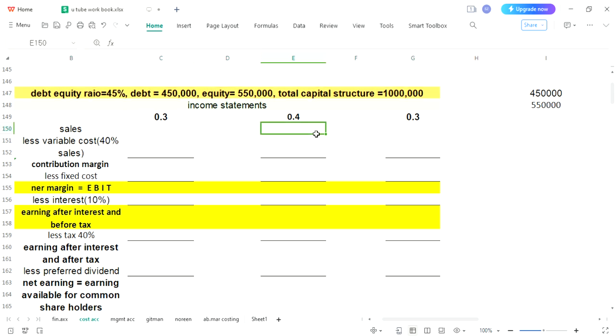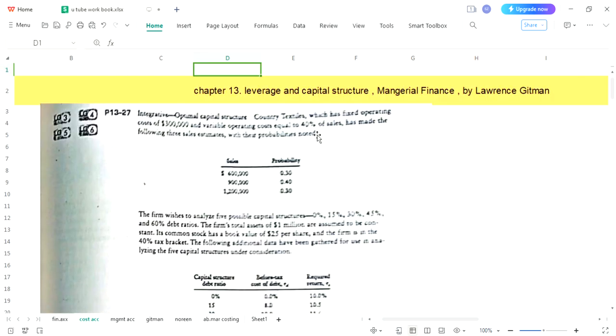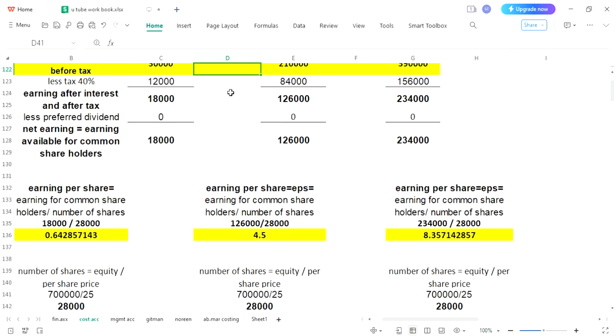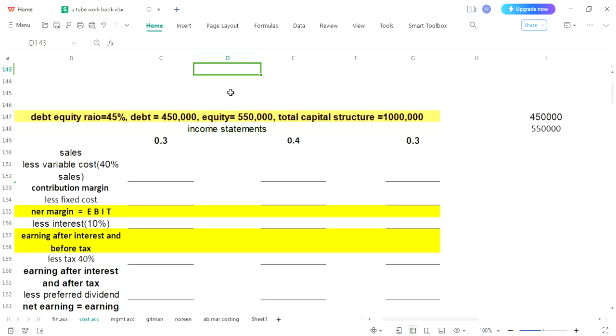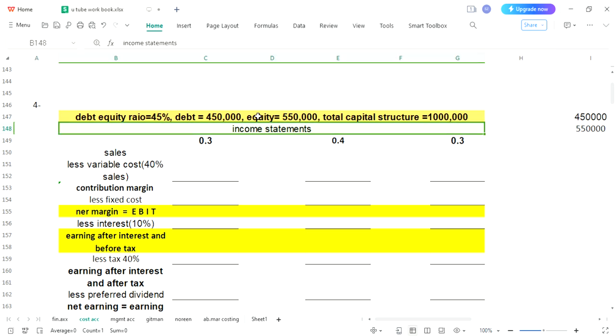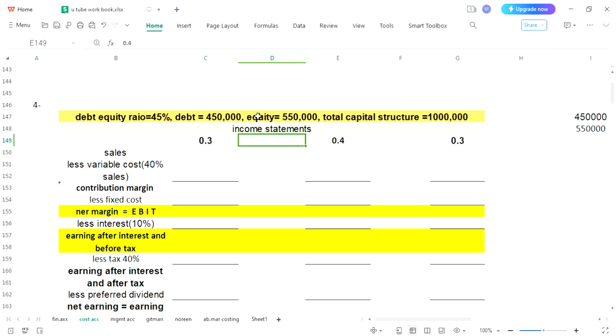So in this way your debt has been changed. Now 45% of the capital structure would be your debt, and here it was mentioned 45%. And obviously when 45% is your debt, the remaining part would be arranged by the owners themselves. So 550,000 would be considered as your equity. Again we are making three different income statements, with 0.3, 0.4 and 0.3 probability.